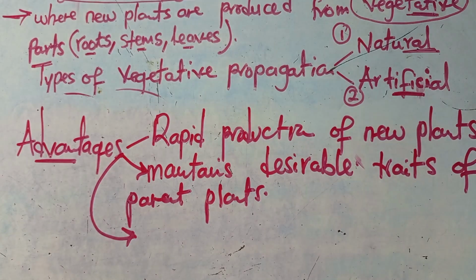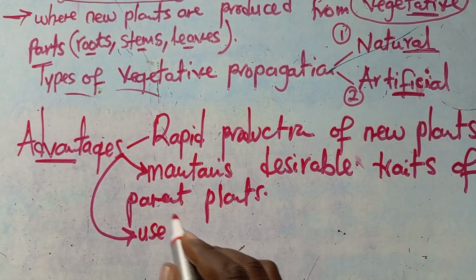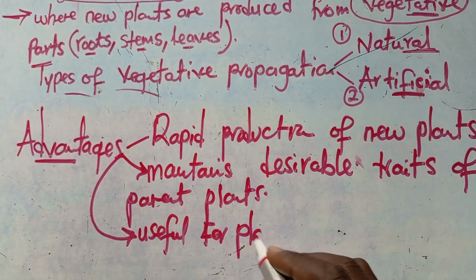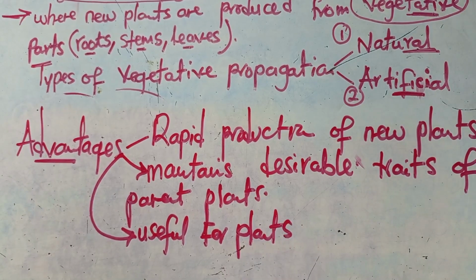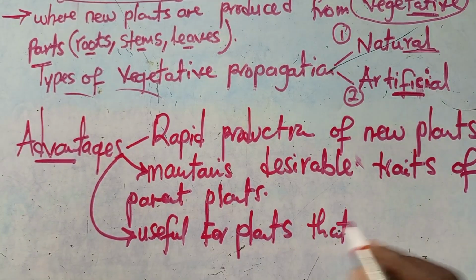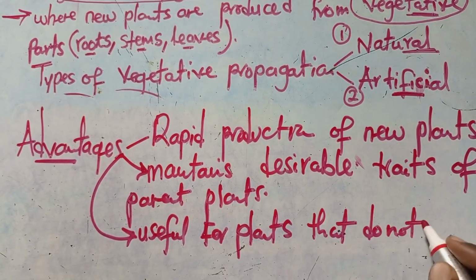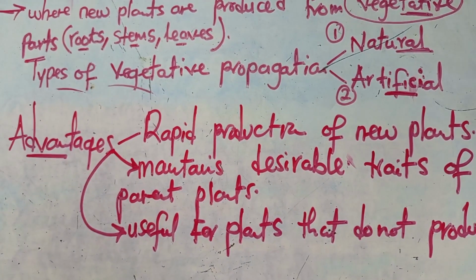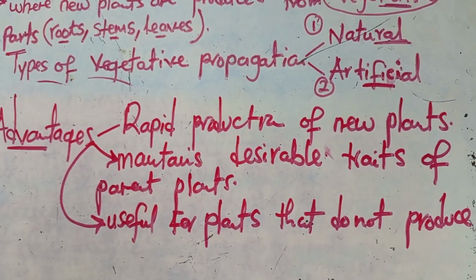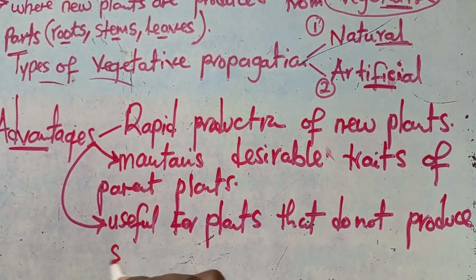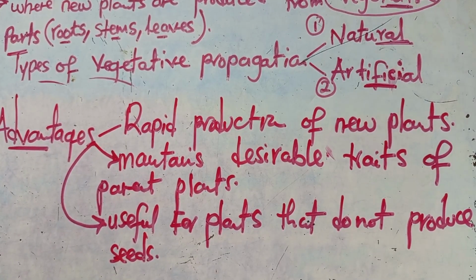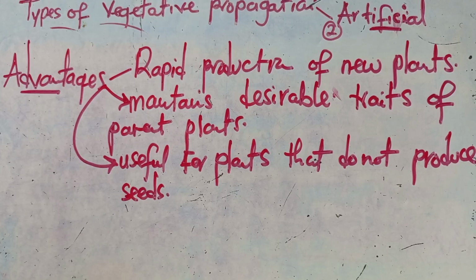Aside from this, we can also look at the other one where we say that it is useful for plants that do not produce seeds. It is so important. There is no need of you saying, okay, I need the seed for this so that I can have this. No, it is going to help you.